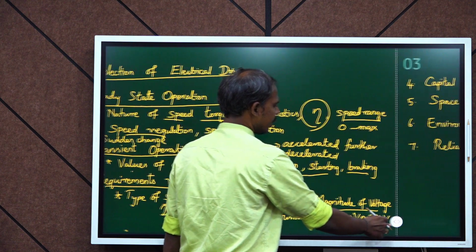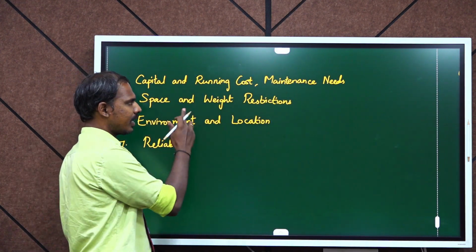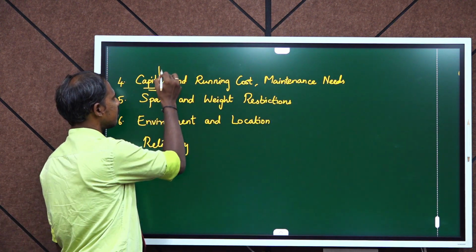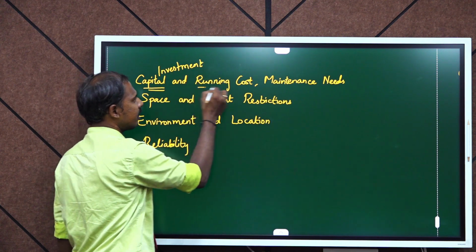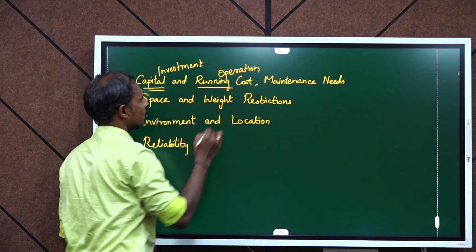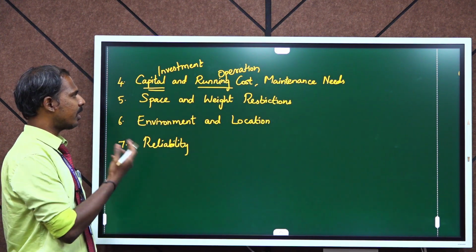And apart from that, the establishment parameters, capital and running cost. So what is the cost that I am investing? Capital cost is the investment cost. Running cost is during the operation, so it is the operational cost. So how much I am going to invest and how much I am going to get as reward. So capital and running cost.